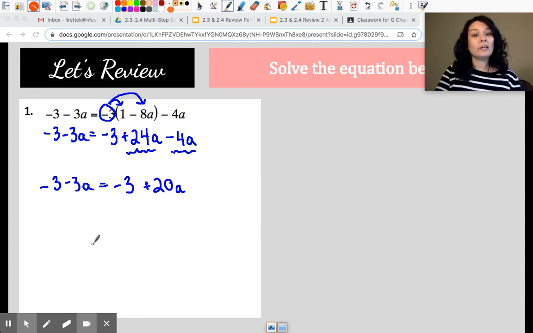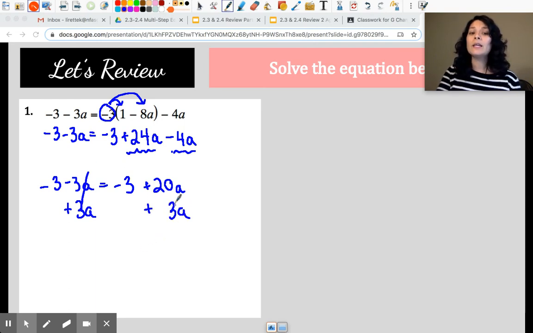Step 3, if you have variables on both sides, collect them all to the same side by adding or subtracting. It doesn't matter which variable term you move. You can move the 20 to the left, or you can move the negative 3a to the right. I'm actually going to go with the latter, because if I move this negative 3a, I know that the opposite of a minus 3a is to do plus 3a.